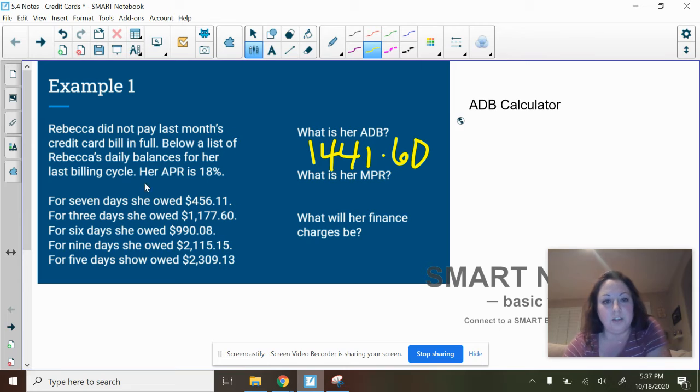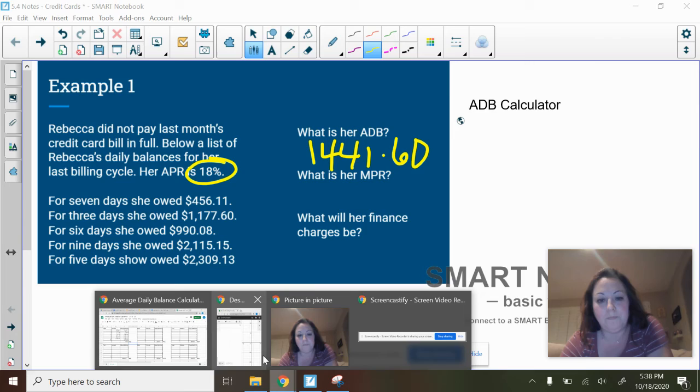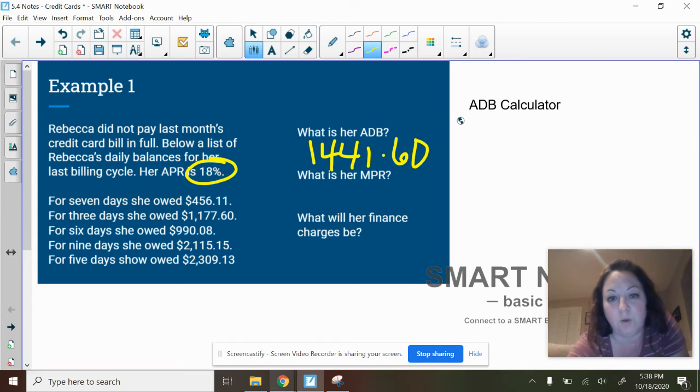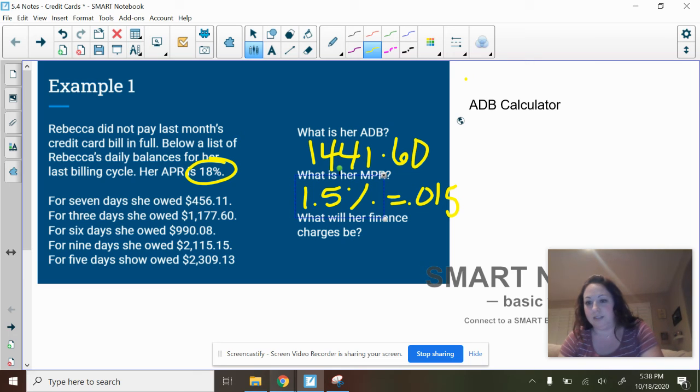What is her monthly percentage rate? The annual percentage rate is 18%. So I'm going to go over to my calculator and just straight up take the 18 and divide it by 12. So her monthly percentage rate is 1.5. I'm going to be very honest, I don't care if you write 1.5, 1.5%, or you can write it as the decimal, which would be 0.015. I will take either answer. It's not a big deal to me.